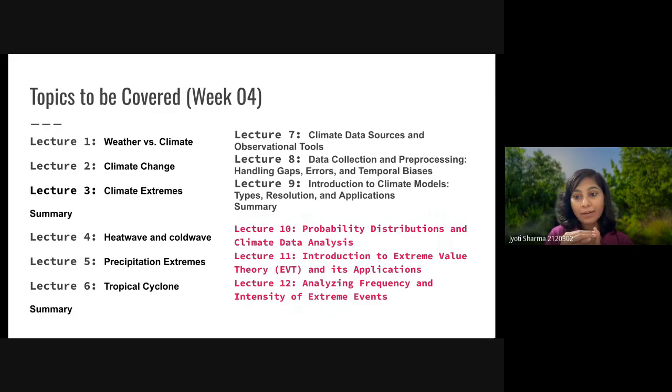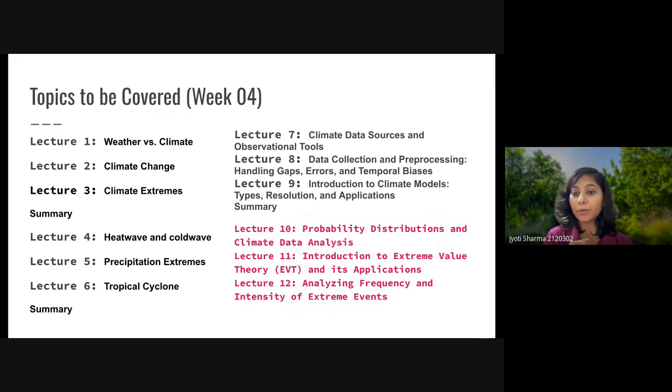Then there may be some error, maybe due to different sensors we are using. Different sensors may give you different values, so that's how there may be some error. And the temporal biases, we talked about these things and how we can correct them.